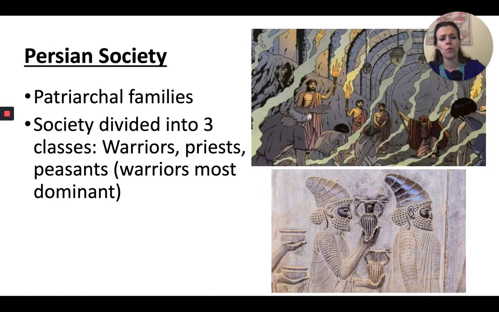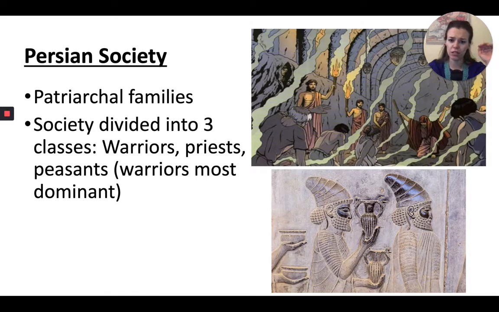So, what does Persian society look like? Well, it's very patriarchal. We see that males are the head of households, that they have absolute authority over all their family members. This is pretty similar to what we've already learned about with China, as well as other Near Eastern cultures like Israel. We see that the society is divided into 3 classes predominantly.